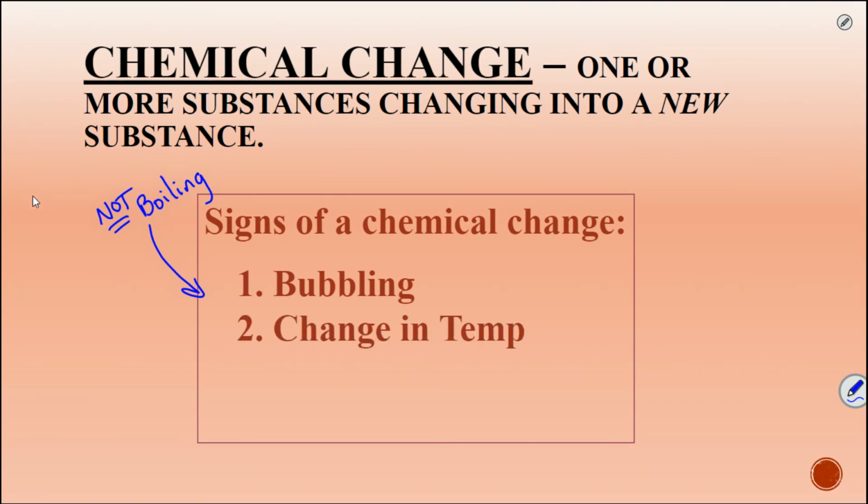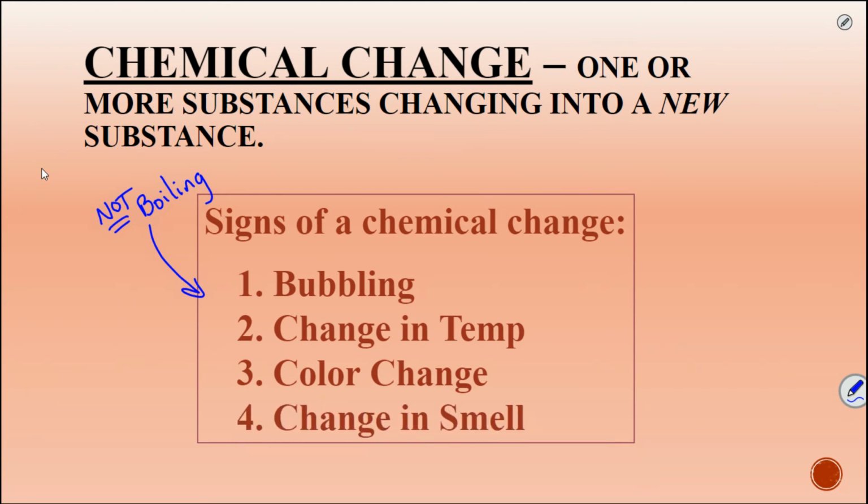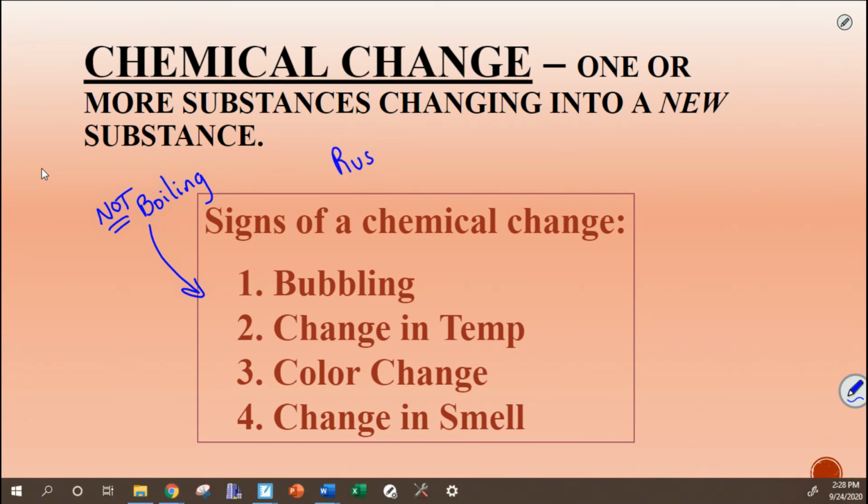If heat is released or heat is absorbed, perhaps it's a chemical change. If something goes through a color change, we may have a chemical change. Change in smell. You might think that there are others, and you might be right. Things like rusting or corroding. Lots of different examples.